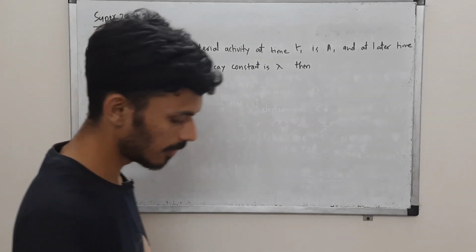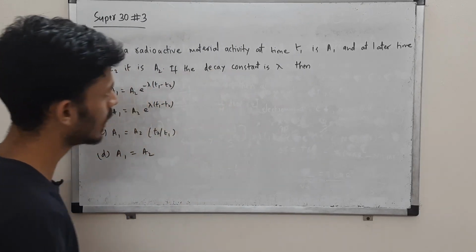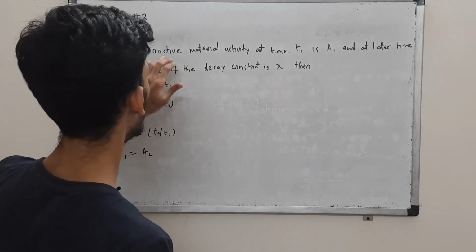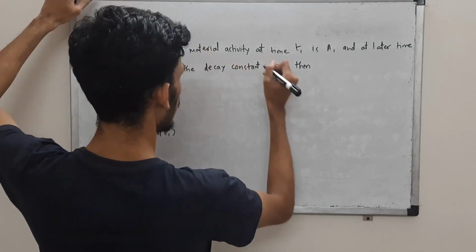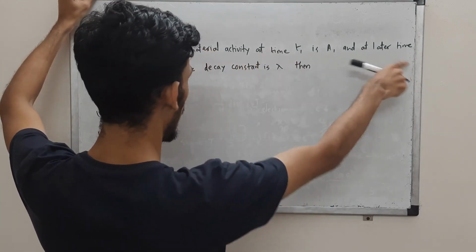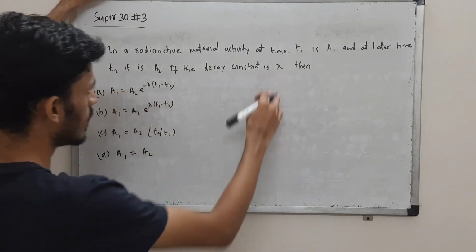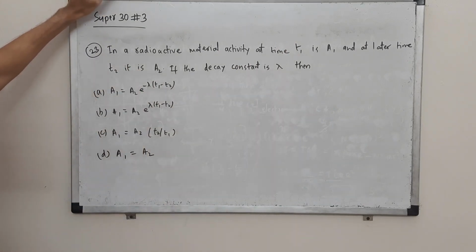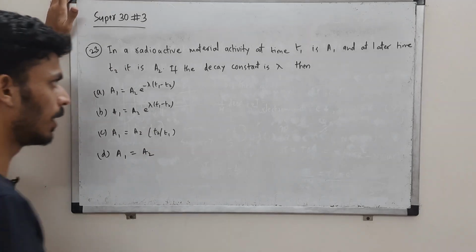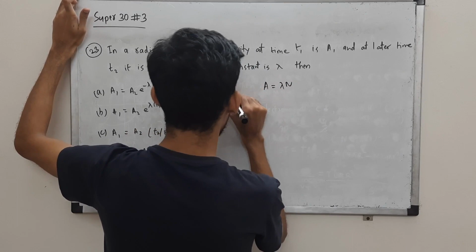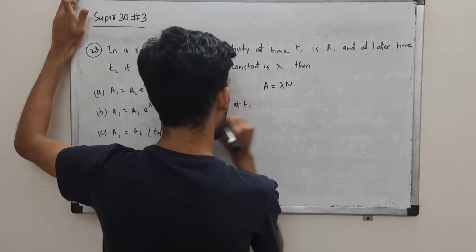Question 23, here we have a radioactive material with activity A1 at time T1, and at a later time T2 it is A2. If the decay constant is lambda, you are supposed to tell what is the relation between A1 and A2. Now activity is defined as lambda times N, right? So at T1 we can write, and at T2 we can.